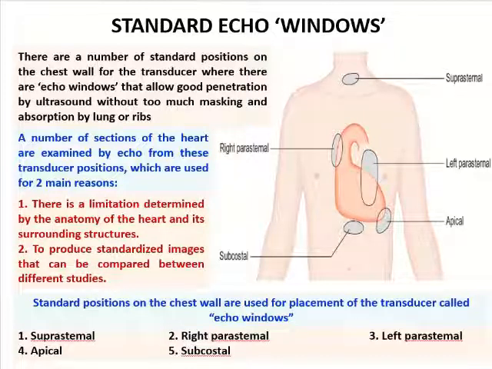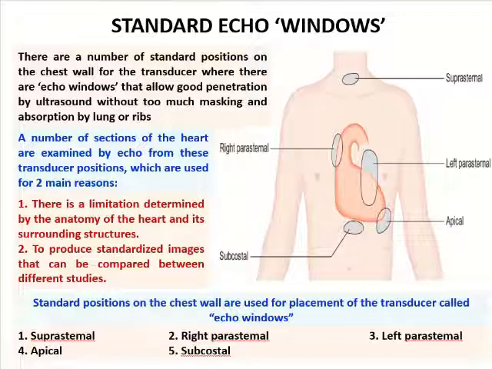There are a number of standard positions on the chest wall for the transducers, which are named echo windows. A number of sections of the heart are examined by echo from these transducer positions for two major reasons. The first one is a limitation determined by the anatomy of the heart and its surrounding structures. The second one is to produce standardized images that can be compared between different studies.